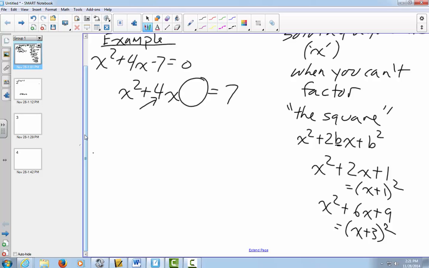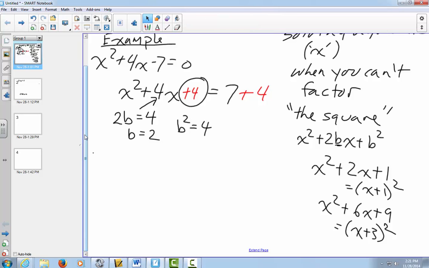This is my 2b. So 2b equals 4, and b equals 2. I divide it by 2. So b squared will equal 4. b squared is the third term. So what I'm going to do is add 4 to both sides. So what that now gives me is x squared plus 4x plus 4 equals 11.